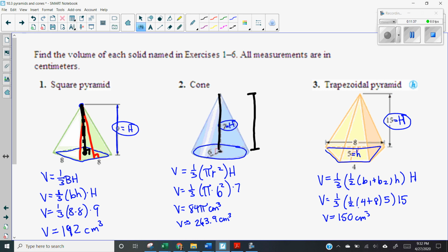Be really careful with the parentheses. Might not be a bad idea to get just an area for your trapezoid, make that one single number. I think it's 30. And then you could go from there. So you're not plugging so many parentheses in at once.